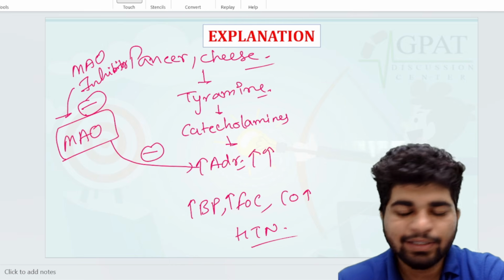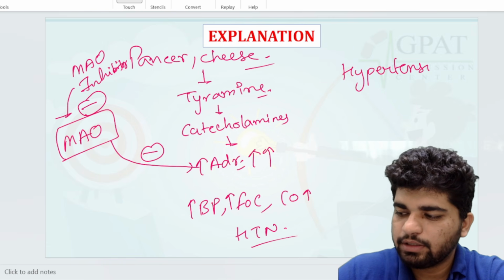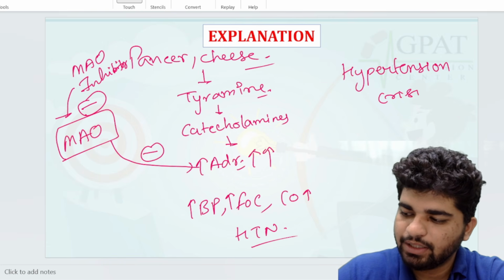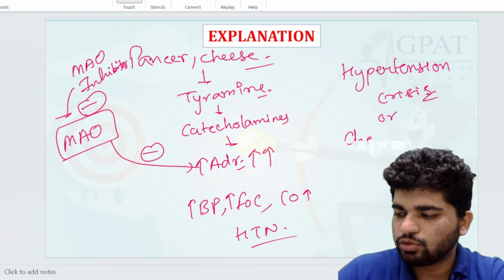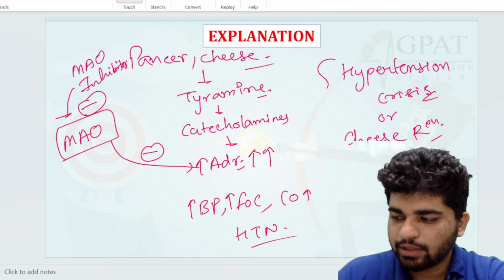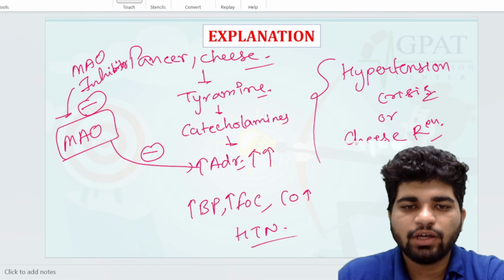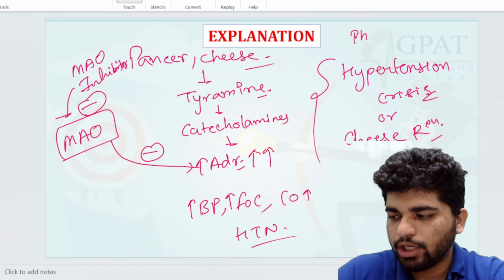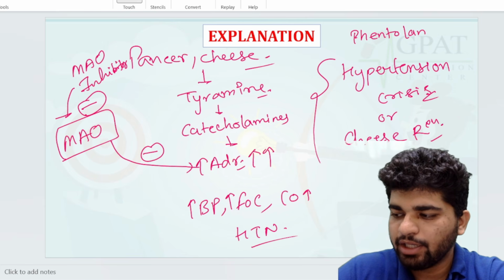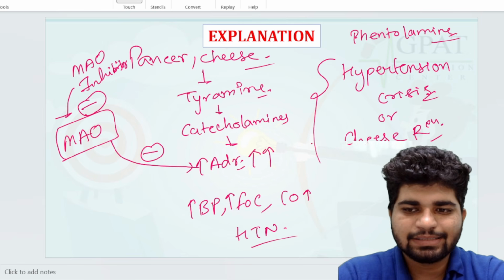Otherwise, what's going to happen? Hypertensive crisis. What's that? Hypertensive crisis is going to take place, and that is also known as your cheese reaction. By the way, if this happens, which drug can be used in these kinds of conditions? That is nothing but your phentolamine. Okay, phentolamine and tolazoline. Phentolamine as well as tolazoline can be used in this condition.